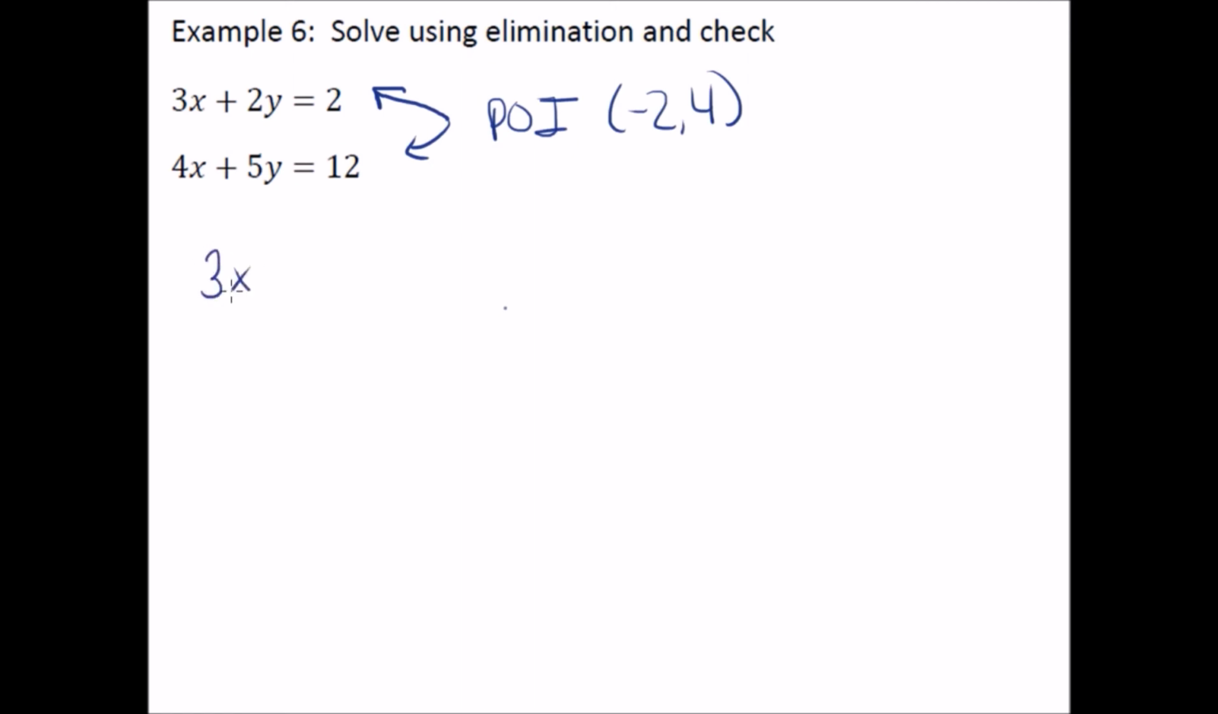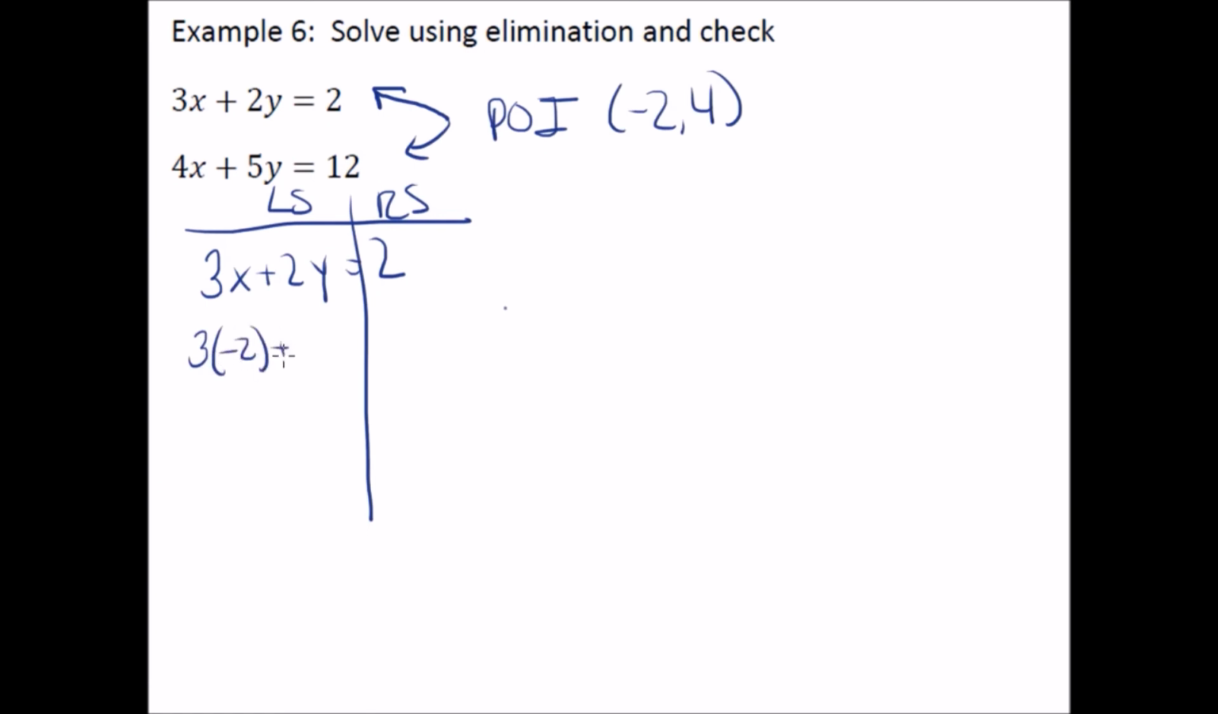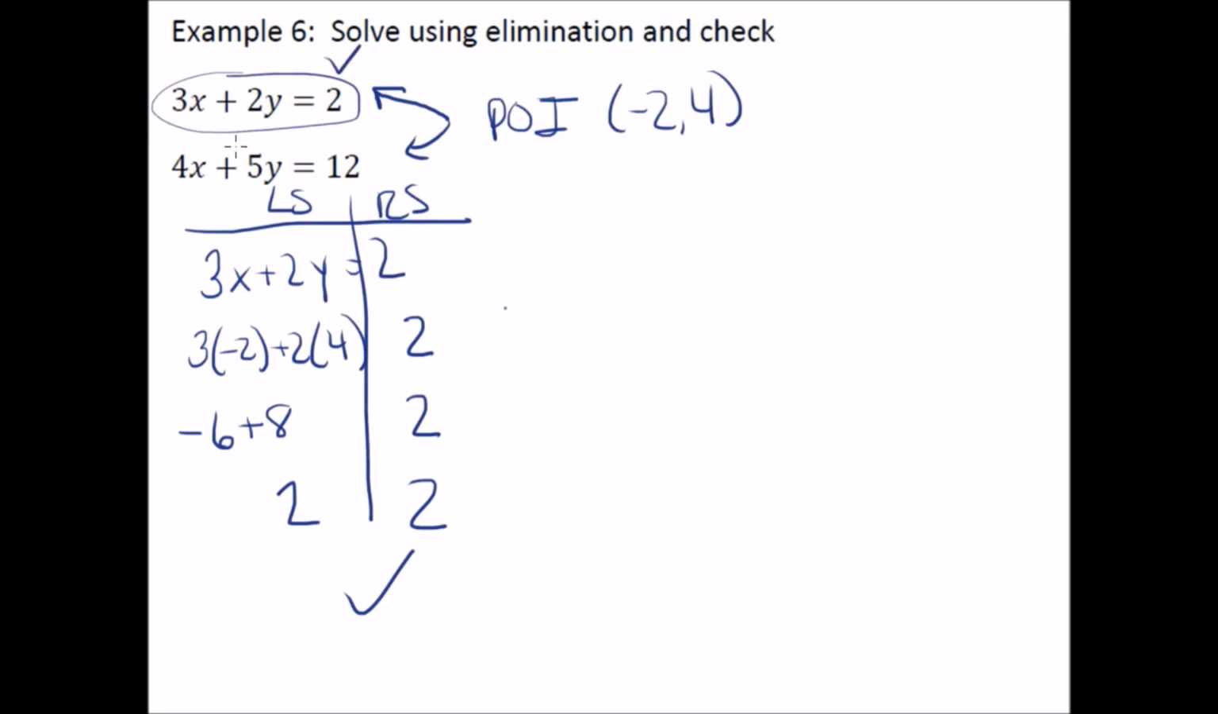Okay, so we have 3x + 2y = 2. If you remember the left side, right side check: 3(-2) + 2(4), and that should equal 2. -6 + 8 should equal 2, and yes, it does. So the point (-2, 4) does indeed lie on the first line, so that's good.